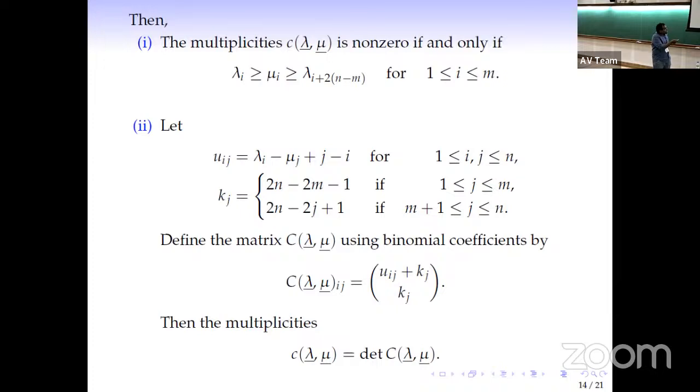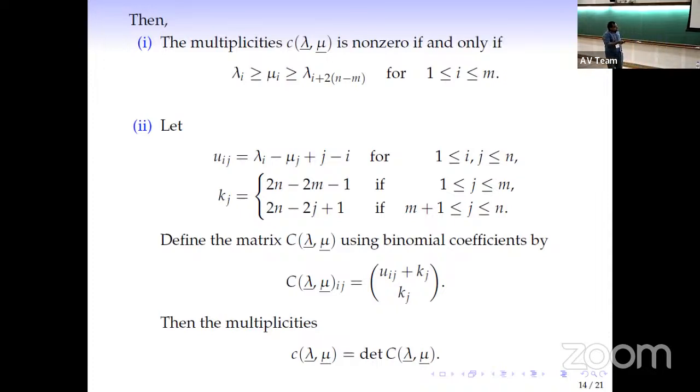So it says that the first 40 columns, that is j from 1 to m, are constant. So k_j is constant, 2n minus 2m minus 1. n is constant, I took 100, and m I took 40. So 2n minus 2m minus 1 is a fixed number. But for the latter 60 columns, there is some change. And what is the change? That depends on j, and it is 2n minus 2j plus 1. So this is the way you get k_j.